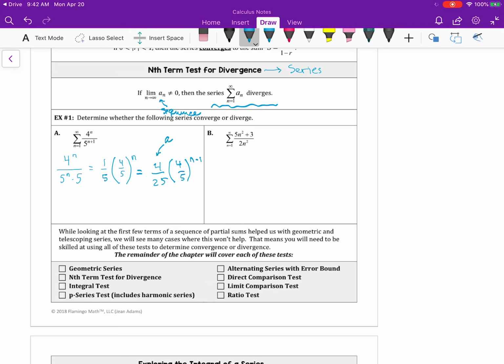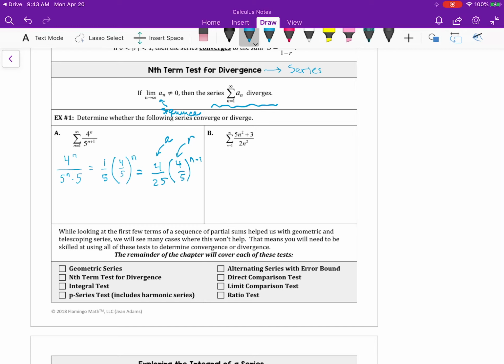It's easy to do that. We are just basically pulling out a 4/5, right? So we're pulling out a 4/5, making this 4/25. And that still equals what you started with, okay? So you can easily see now that your first term is going to be 4/25 and that your r is going to be 4/5. So to me, this is the best way to look at this.